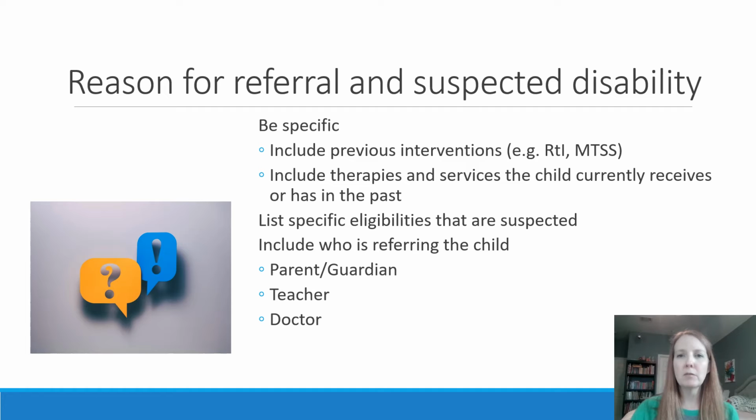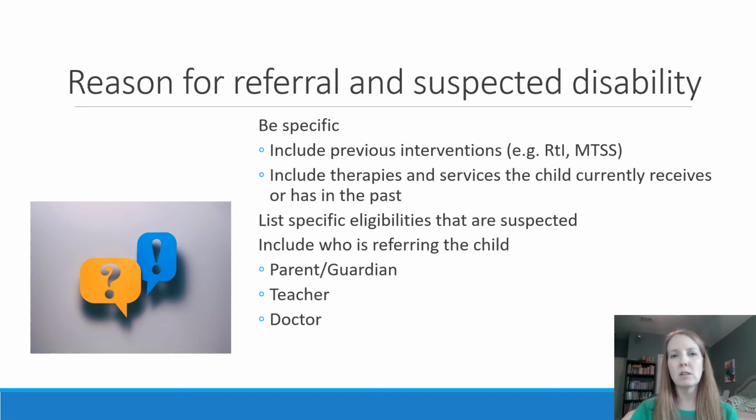Next will be the reason for referral, and also include parent and/or teacher concerns in this section. So you'll want to address why the student is being referred for an evaluation. Language delay, motor delay, maybe they've been receiving services through ECI, maybe they have a medical diagnosis. There's a lot of reasons a parent or staff member might refer a child for an evaluation.